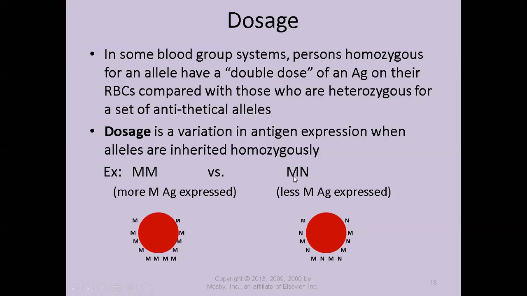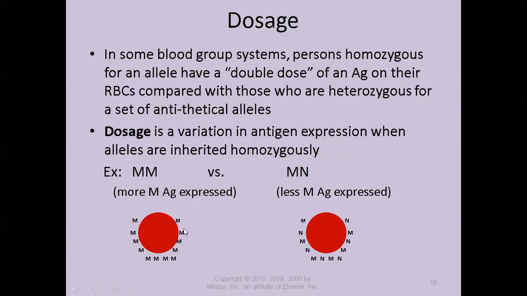And so when we learn about these later, N is antithetical to M, and so it's possible to have both, okay? But when someone inherits the M with the N, they have less of the M antigen on their red cells, because basically, think of it this way, the N is taking up some of that space, okay, that the M may have had all to itself, okay? So dosage is a variation in antigen expression when alleles are inherited homozygously.